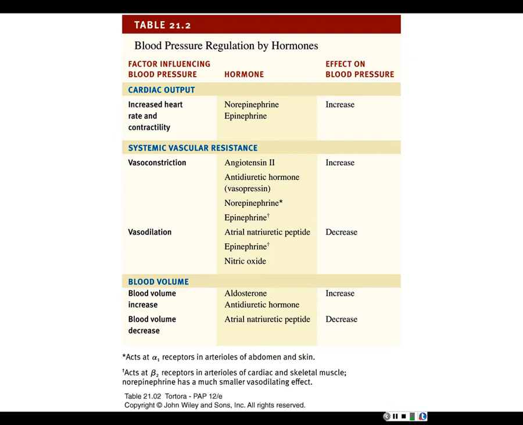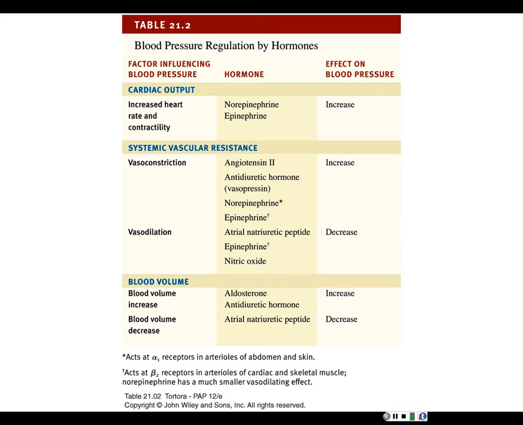We look next at aldosterone, the final hormone that I'm going to mention that increases blood pressure. Aldosterone causes increased sodium reabsorption by the kidney, but with that reabsorption of sodium comes water. So technically, at the end of the day, aldosterone can increase blood volume as well. Therefore, it can also increase blood pressure. So, hormones increasing blood pressure are norepinephrine, epinephrine, angiotensin II, antidiuretic hormone or ADH, and also aldosterone.